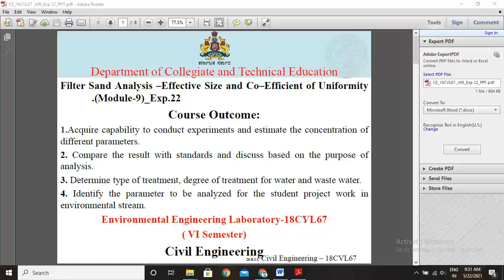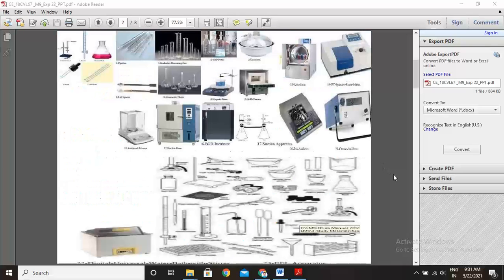Now the title of the subject is Environmental Engineering Laboratory and the subject code is 18CVL67. This comes in the 6th semester of civil engineering departments. Now see, these are the apparatus and equipment used to execute experiments. In this experiment there are different sieves and a weighing balance used. Remember, these apparatus we continuously use in the required experiments.